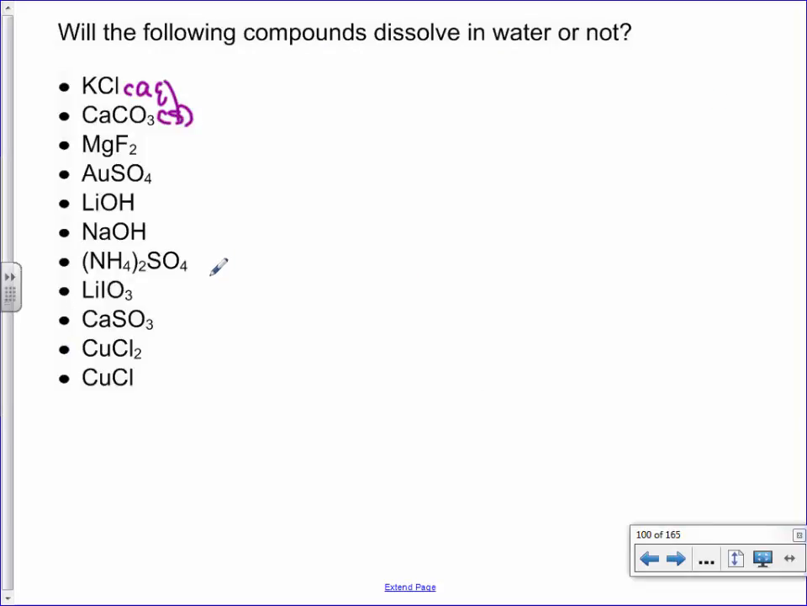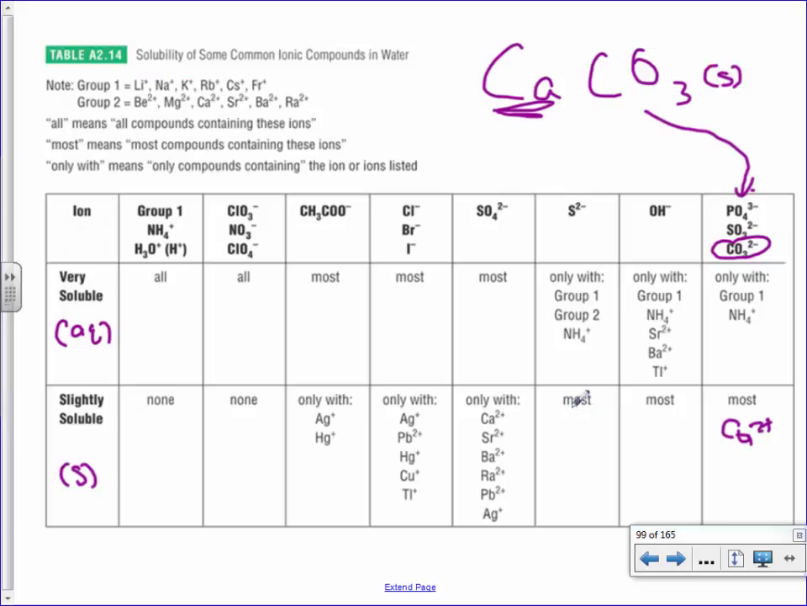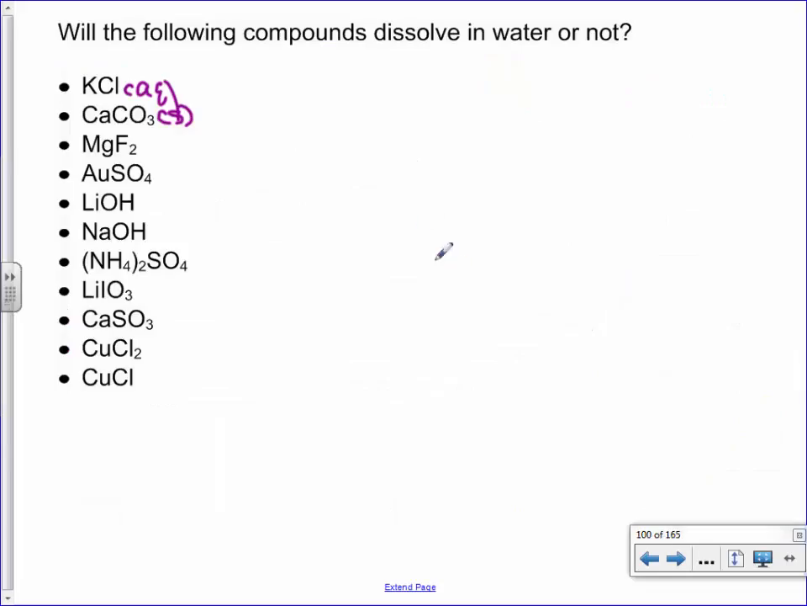Let me try a couple more and then I'll have you guys try some. MgF2. So look for a column that has fluorine in it. My table actually doesn't have fluorine on this one. Do you guys have fluorine as a column though? You do, okay. Is Mg in the top part or the bottom part? If it was in the bottom part, then MgF2 would be solid.